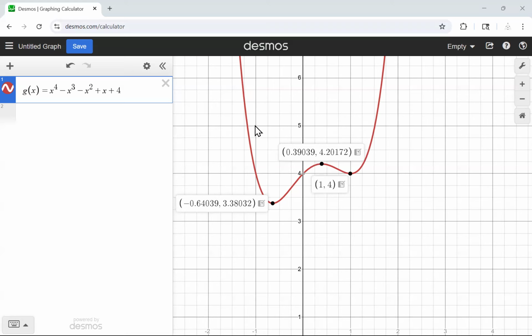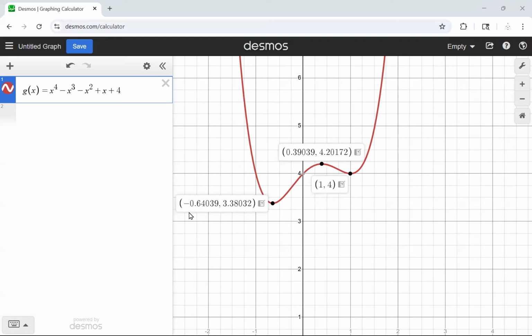Now the absolute maximum point does not exist. We have a local maximum here, but you can see as we move to the right, as we move to the left, my graph goes up to positive infinity. And if it shoots off to positive infinity, then there is no maximum point. So there's no absolute maximum. The universal maximum does not exist. You could say that as well. The absolute minimum does exist.